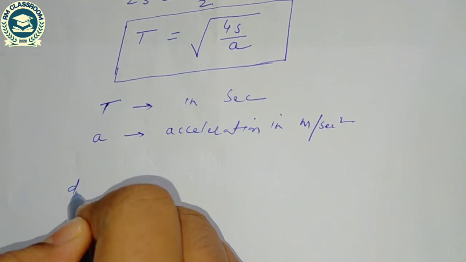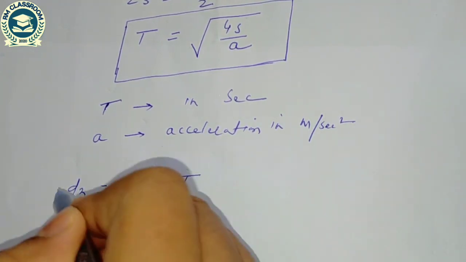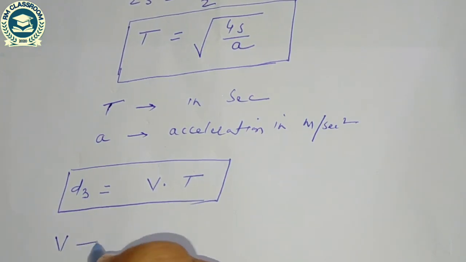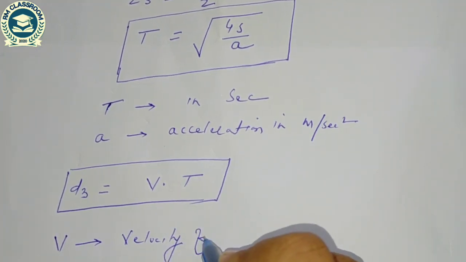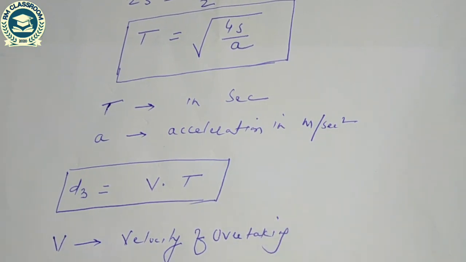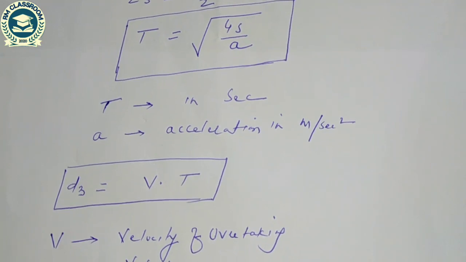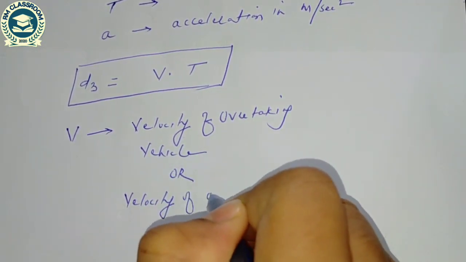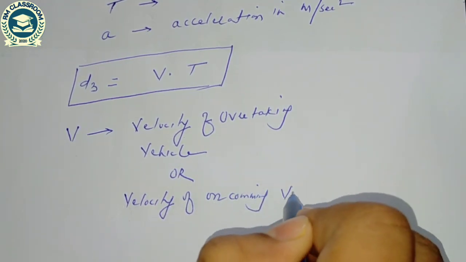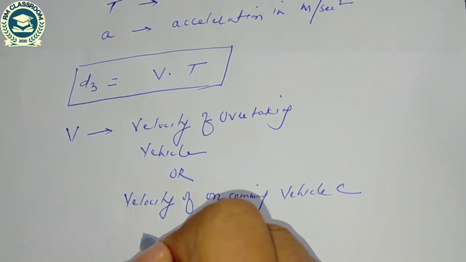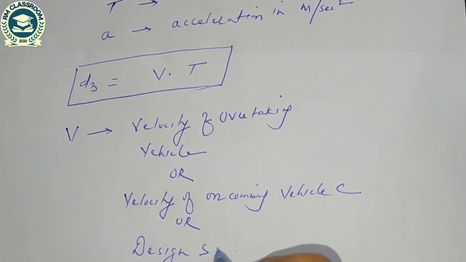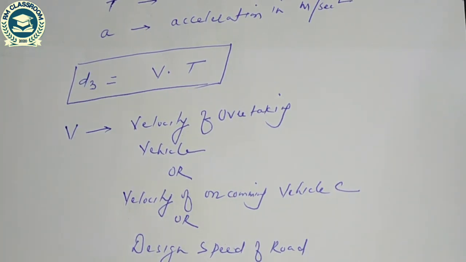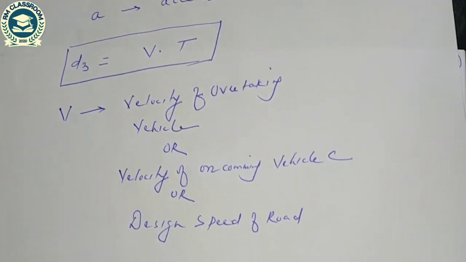Similarly, D3 can be computed as D3 is equal to capital V into capital T, where capital V is the velocity of overtaking vehicle, or we can write velocity of oncoming vehicle C, or design speed of road, or velocity of overtaking vehicle.